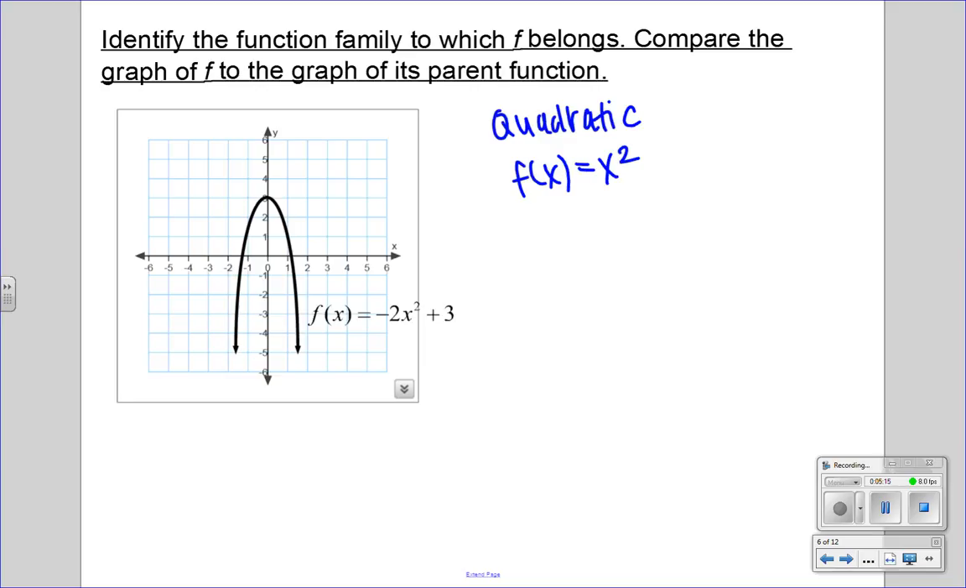Okay, so we can see this visually, but we also can gain this information right from the equation. So our reflection is gained from this negative right here. So this would be the reflection on the x-axis.